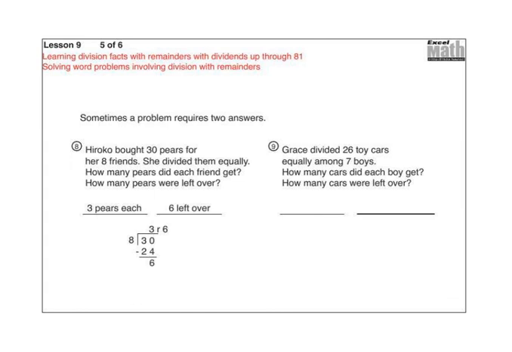All right, sometimes a problem requires 2 answers. Hiroko bought 30 pairs for her 8 friends. She divided them equally. How many pairs did each friend get? How many pairs were left over? So you can see that if she's got 30 and she's dividing it by the 8 friends, you get 3 remainder 6. So each person would get 3 and there would be 6 left over. Not quite enough to go around to the 8 people and give them each 1. We would need 2 more pairs in order to give them all another pair. So there are 6 pairs that are left over.